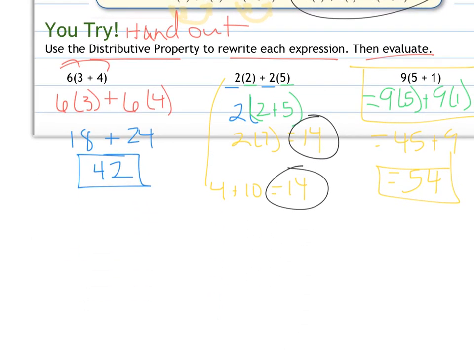Those are all addition questions. There could be subtraction as well. So if I had 7 times 2 minus 7 times 1, that's the same as 7 times the quantity 2 minus 1. So make sure that your sign in the number stays the same as well.